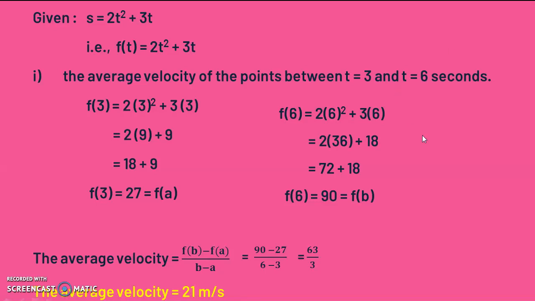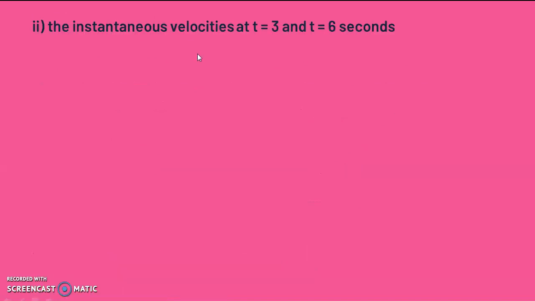Now let's move on to find the instantaneous velocities at t is equal to 3 and t is equal to 6 seconds. So, to find the instantaneous velocity, we have to first find out the derivative of f of t and then we have to substitute the value of t, that is t is equal to 3 and t is equal to 6, in that f dash of t.